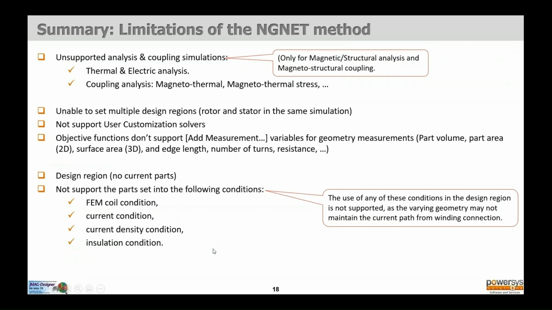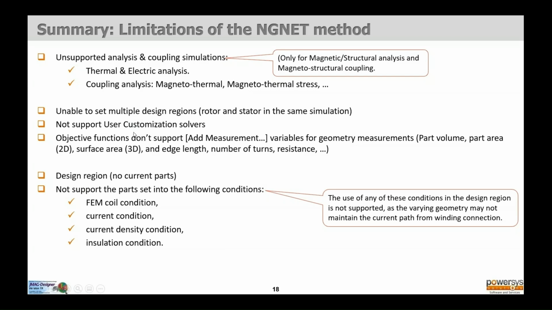We also have some limitations when you are using this method. You cannot use it for some coupling analyses. For example, you cannot use it for thermal and electrical analysis, or to perform some magneto-thermal coupling or magneto-thermal-stress coupling. You can only use it for magnetic-structural analysis or coupling. And you cannot define several design regions. For example, you cannot define the design region for the rotor and the design region for the stator at the same time. So this is not possible.